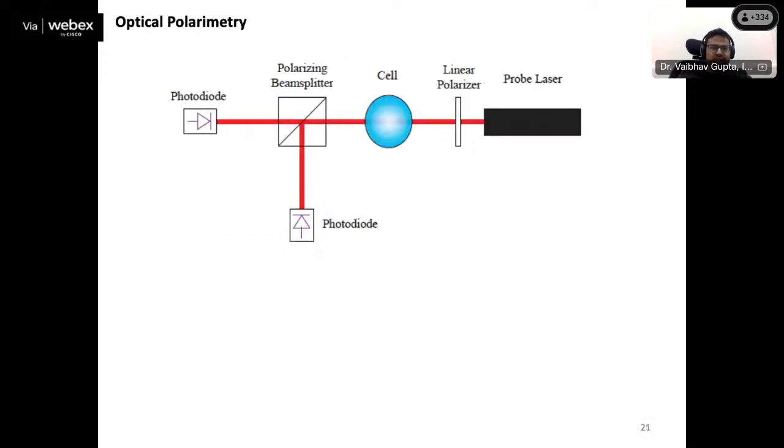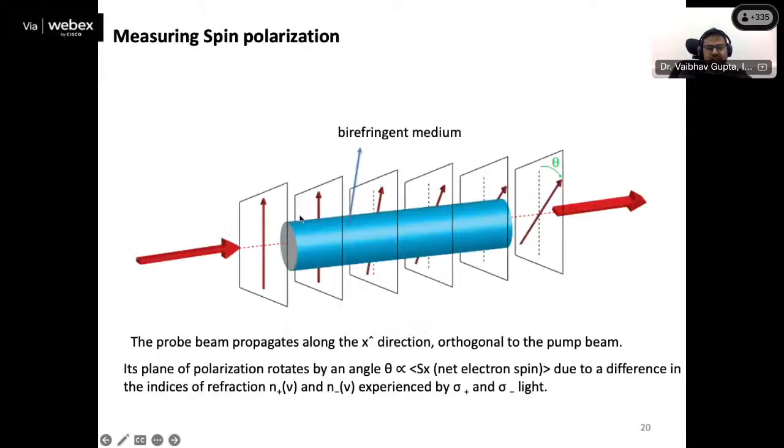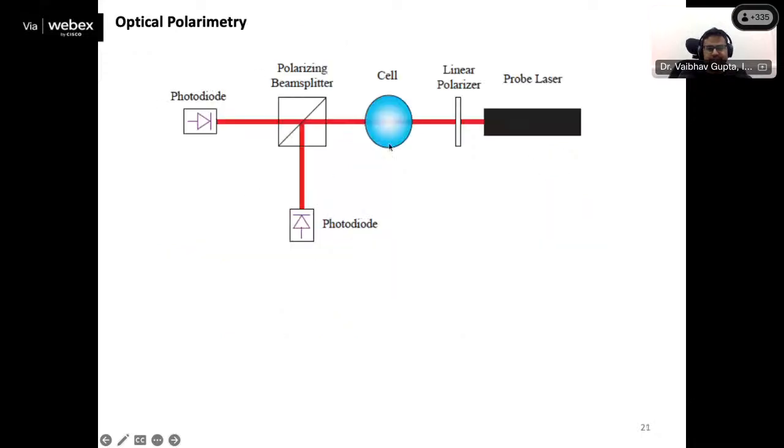Now there is a technique called optical polarimetry. We have to apply this technique to actually measure something. So what we do is we have this probe laser, and we apply a linear polarizer, so the light will be linearly polarized. Now this light will go through this cell, and it will take some particular rotation because of this region. Because of this birefringence, the light will rotate in some direction, right?